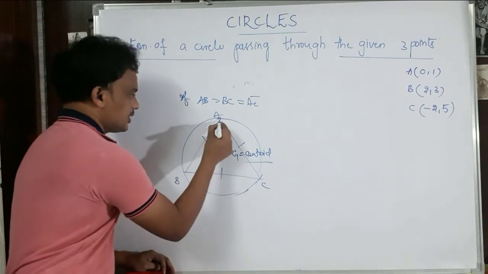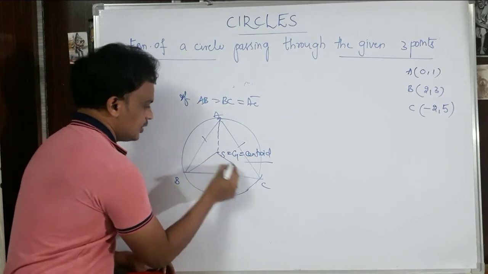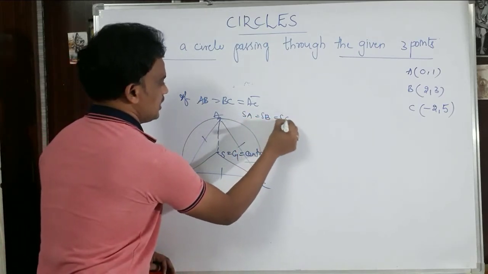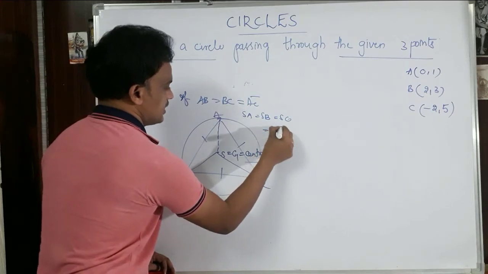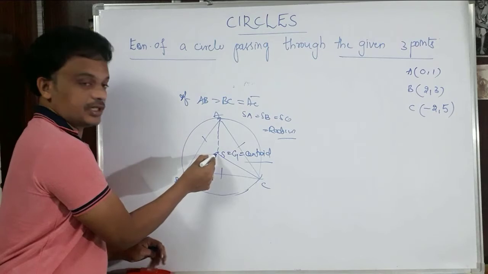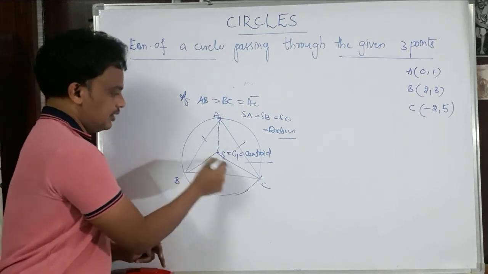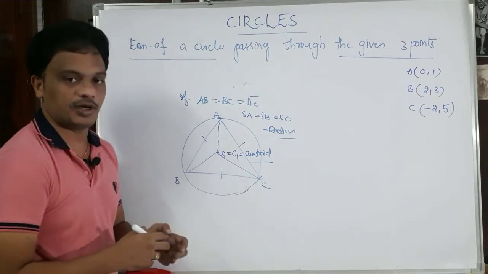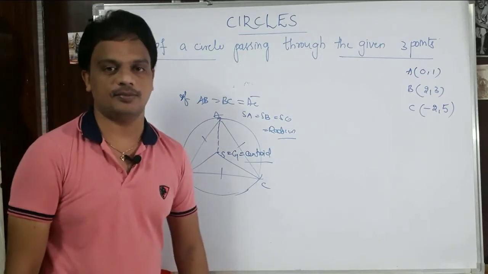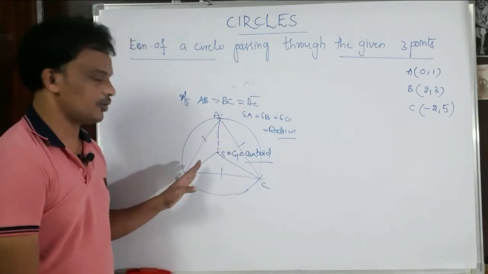After getting the circumcenter, SA equals SB equals SC, which is the radius. Like this, we will get the radius. You can find it from the circumcenter to any point. After getting the center and the radius, again we are going to use the central form. This is one more way.